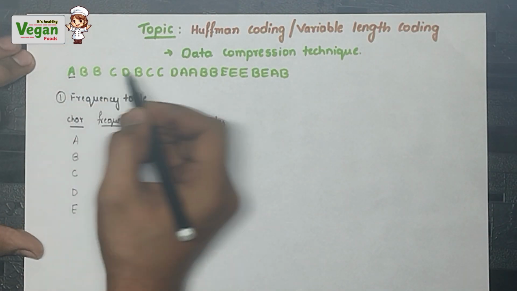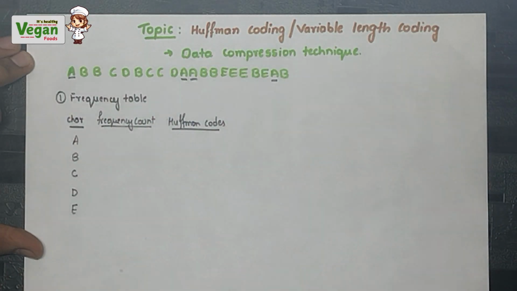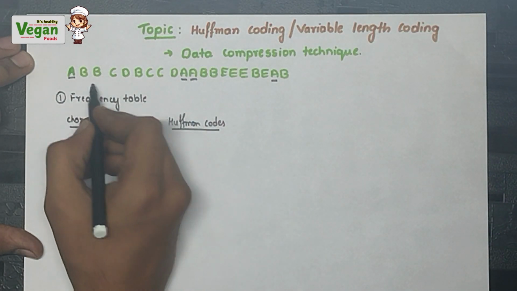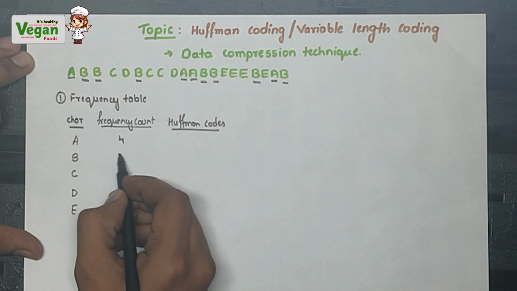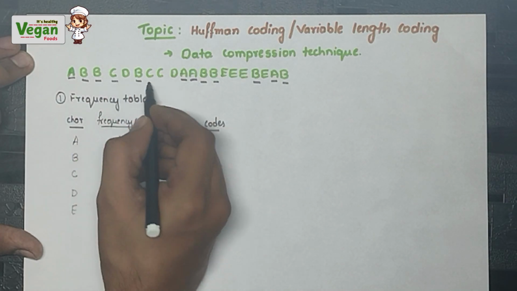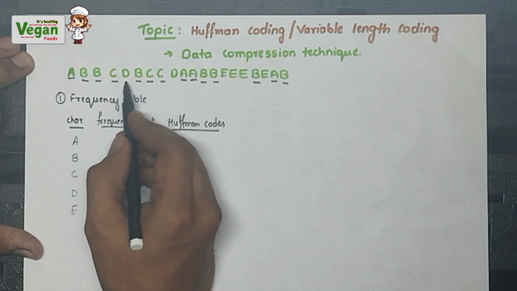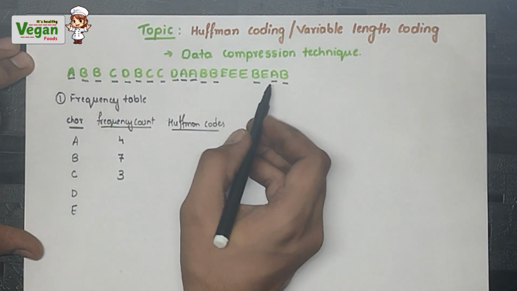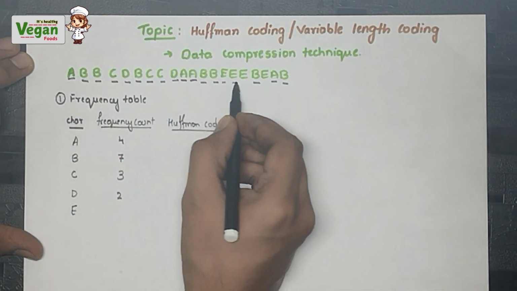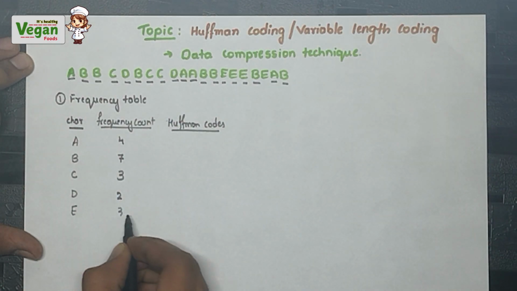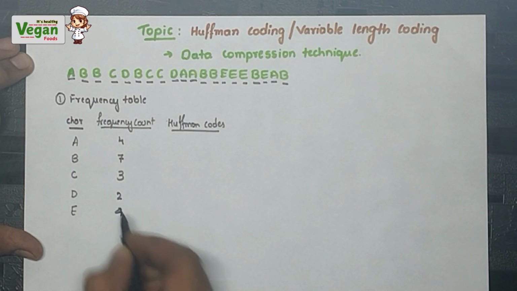If you see A, 1 time, 2, 3, 4 times. So A is repeated 4 times. Next B, 1, 2, 3, 4, 5, 6, 7. B is repeated 7 times. C, 1, 2, 3. So C is repeated 3 times. Next D, 1, 2. So D is repeated 2 times. Next E, 3 times, and another E is here. So E is repeated 4 times.